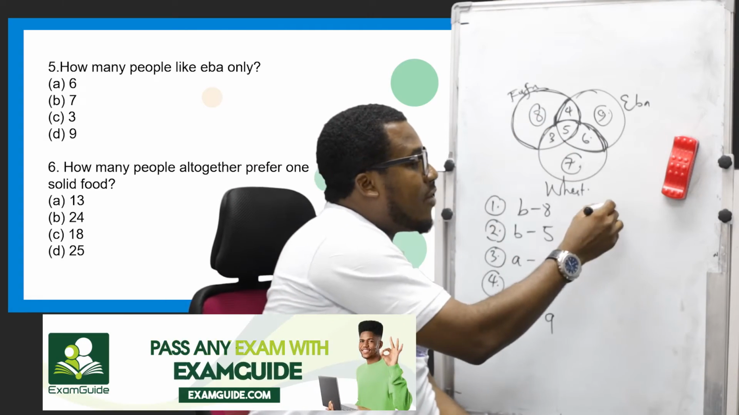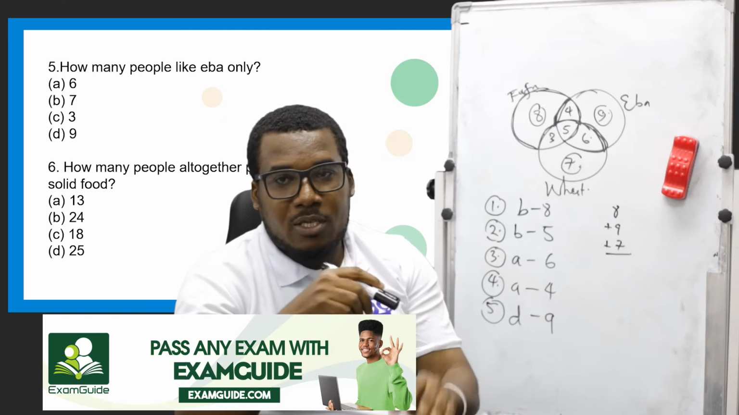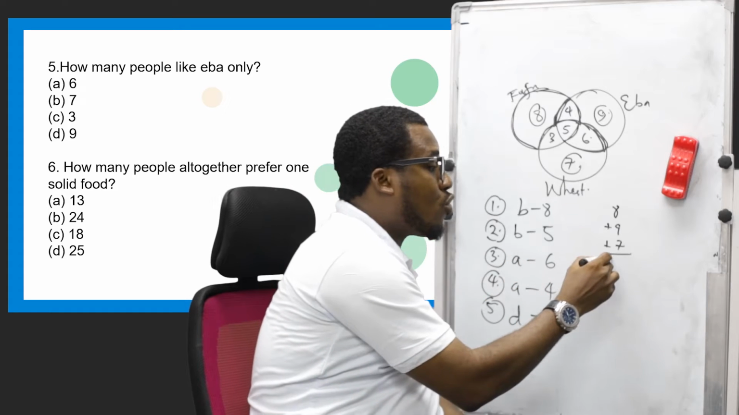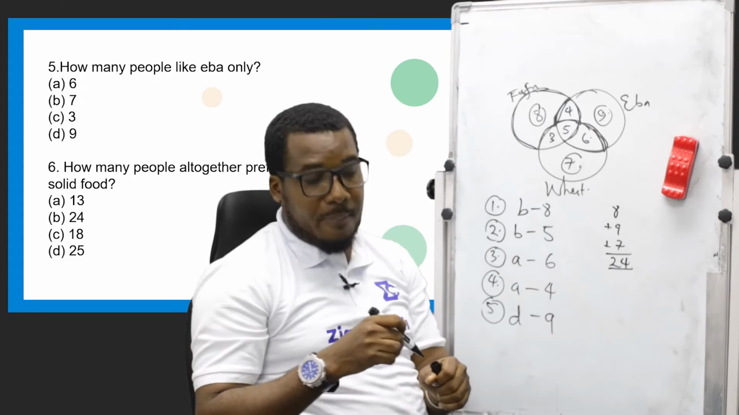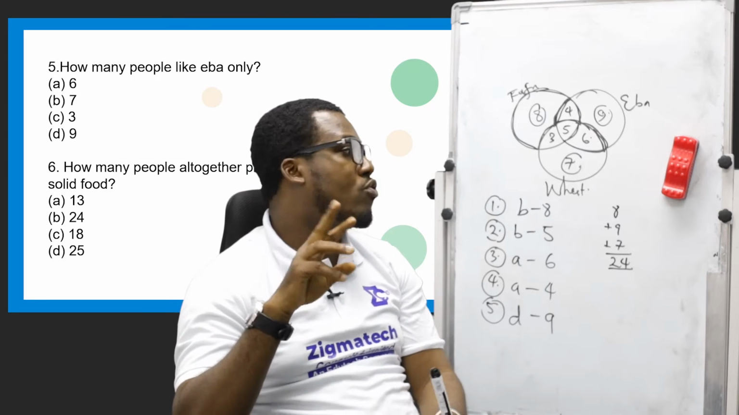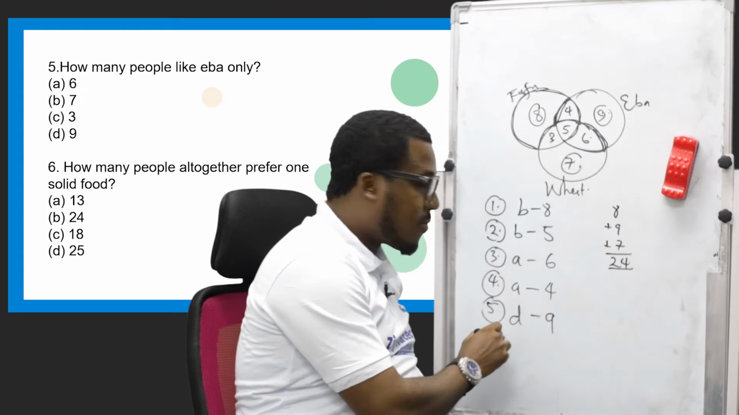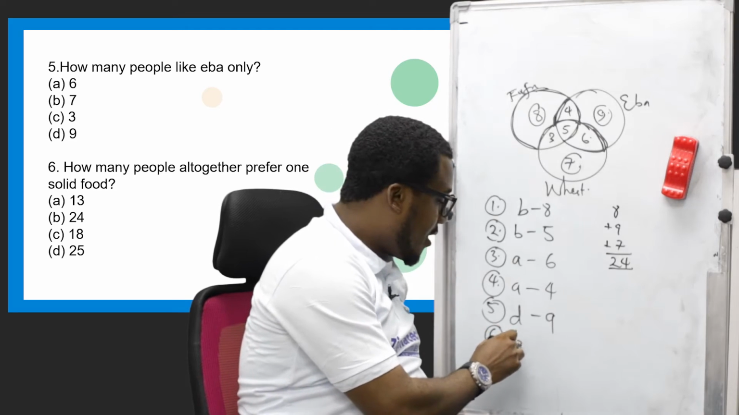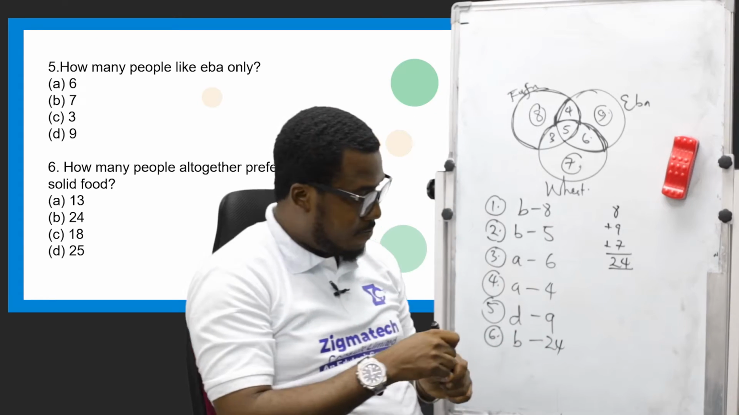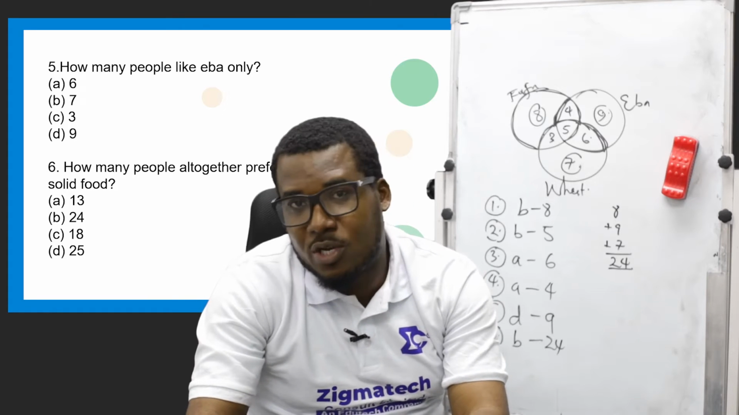So if you look here, we have the 8, we have the 9, and we have the 7. 8 plus 9 is 17. 17 plus 7 gives us 24. That means 24 people altogether prefer one solid food. One, not 2, not 3, not all 3. Just one solid food. The answer for number 6 is B, and the option there is 24. So that's how you navigate through quantitative reasoning questions like this.